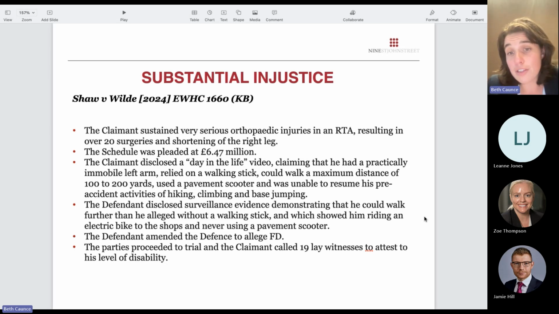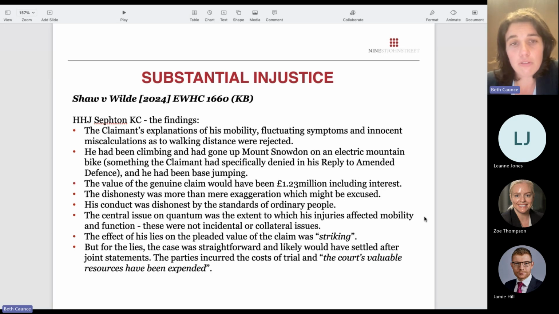The defendant disclosed surveillance evidence, and that demonstrated him walking further than he said he could without a walking stick. It never showed him using a mobility scooter, and it showed that he was able to ride an electric bike to the shops. At that point, the defence was amended to allege FD. They proceeded to trial in this case, and the claimant called 19 lay witnesses to attest to his level of disability. And it came before His Honour Judge Sefton, King's Counsel, who made these findings.